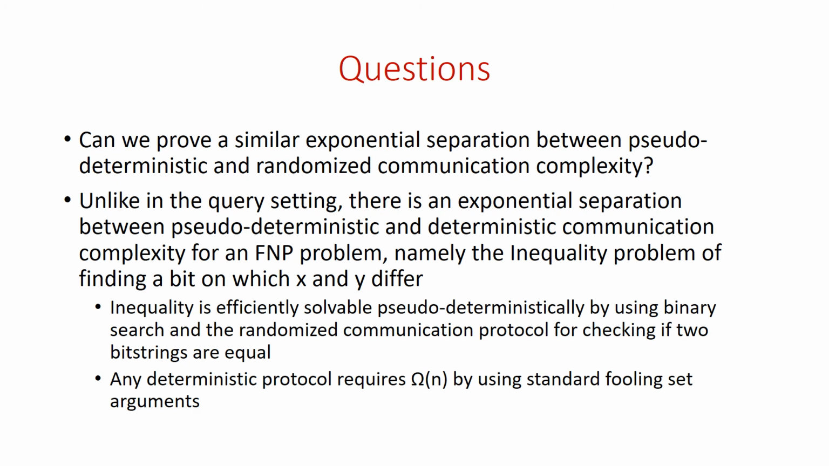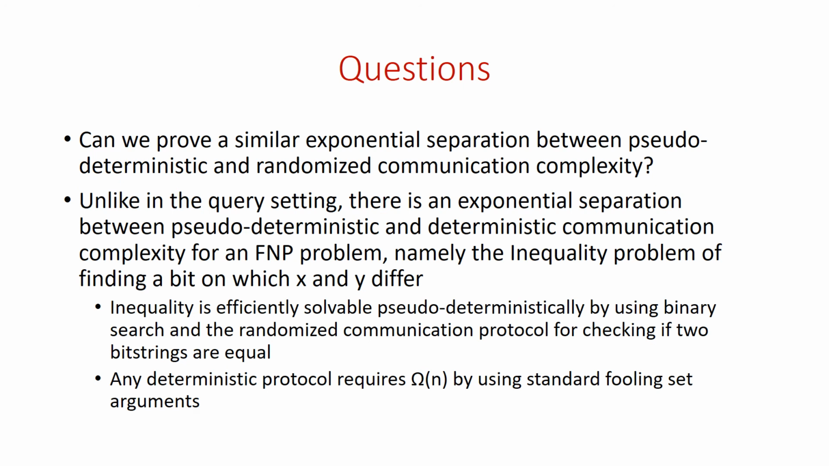Unlike in the query setting, you can actually separate pseudo-deterministic and deterministic communication complexity for an FNP problem. I didn't say this before, but for search problems there's actually a polynomial relation between pseudo-deterministic and deterministic query complexity. But for communication complexity, this is no longer the case. Consider the inequality problem, where Alice is given x, an n-bit string, Bob is given y, you're promised that x and y differ, and you need to find an index in which they differ.